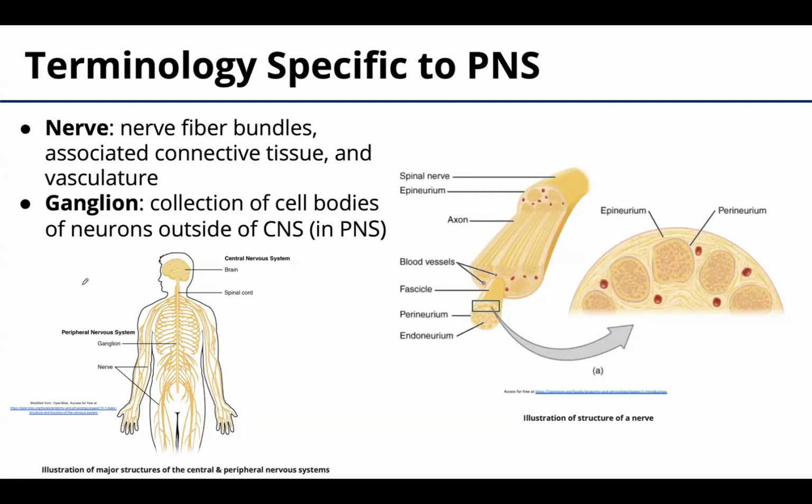Also a part of the PNS are ganglia. If you're talking plural, ganglion is singular. These are similar to the nucleus in the CNS. So a ganglion is a collection of cell bodies, but specifically outside of the CNS. There are both motor, which are part of the autonomic nervous system, and sensory ganglia.